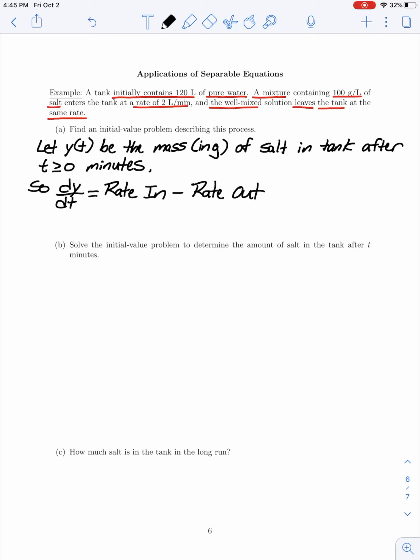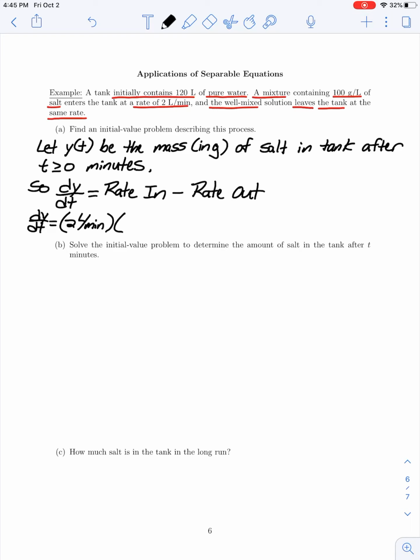So let's see if we can find it. Here, our derivative, dy/dt, is given by the rate in. Now the rate at which solution is coming into the tank was at a rate of 2 liters per minute.